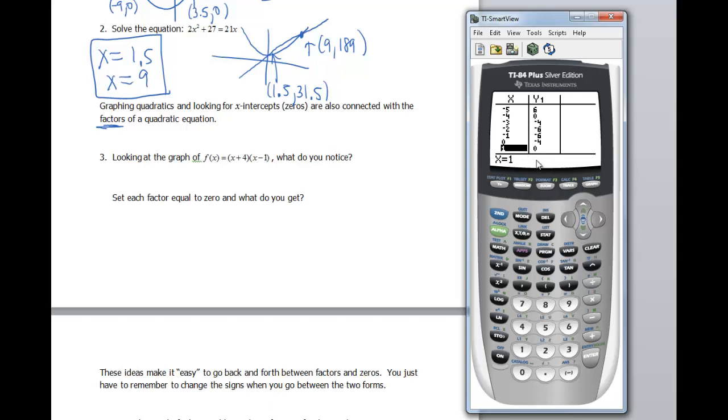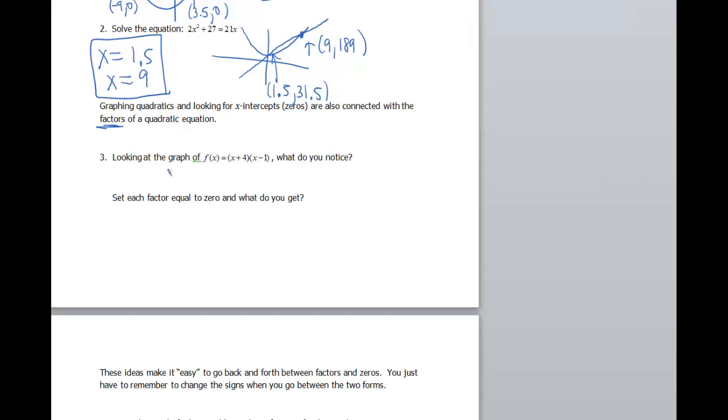Absolutely. So sometimes I use my graph and do my zero option. Sometimes I use my table. It just depends on which one I think might be easier for that problem. So x is going to equal negative 4 and x equals 1 are the zeros.